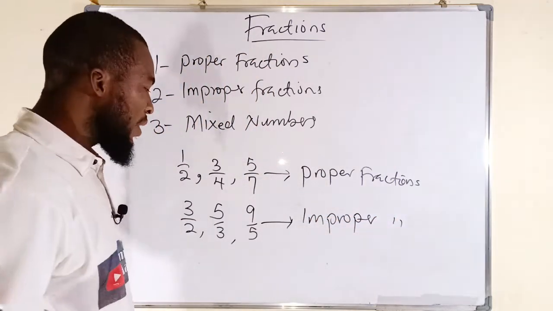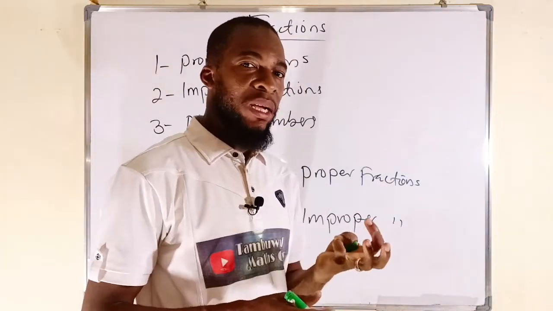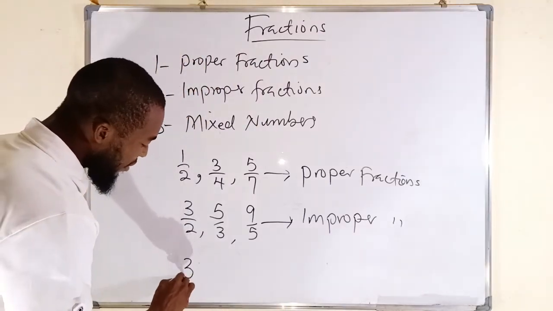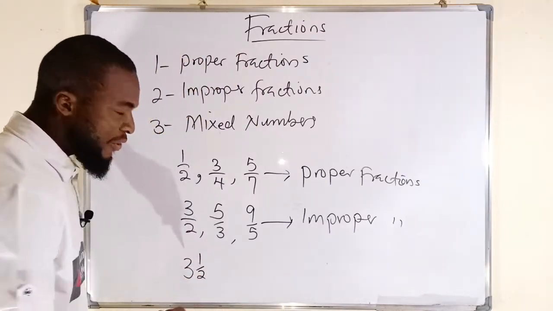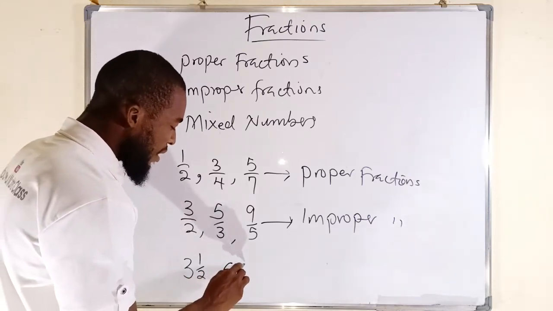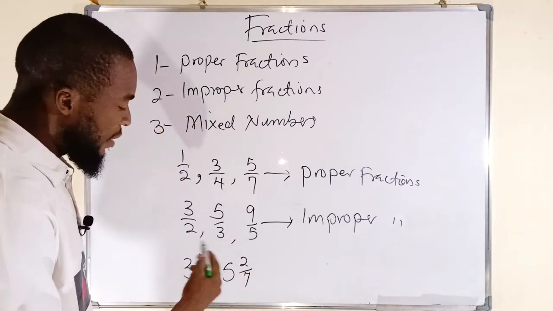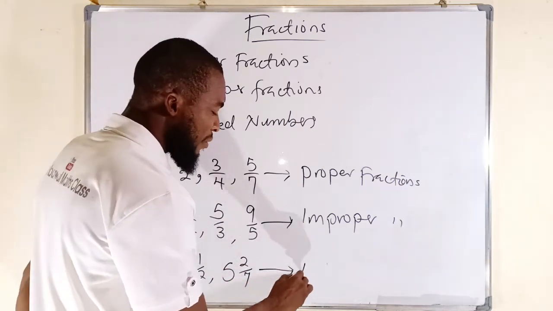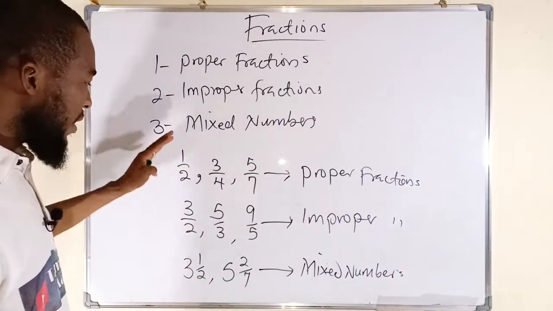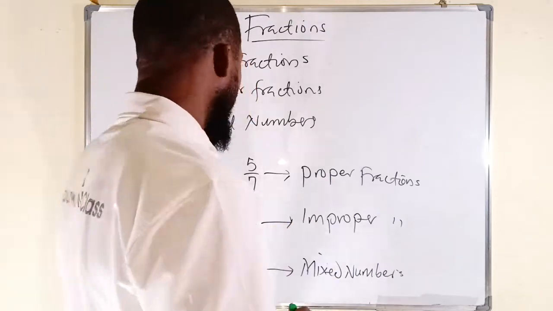And the last one is the mixed number. A mixed number is just a combination of a whole number and a proper fraction. For example, if I have 3 whole number, 1 divided by 2, this is an example. We may have 5, 2 divided by 7. All these are mixed numbers. So how can we understand all this practically? That's what we are going to look into in this tutorial.